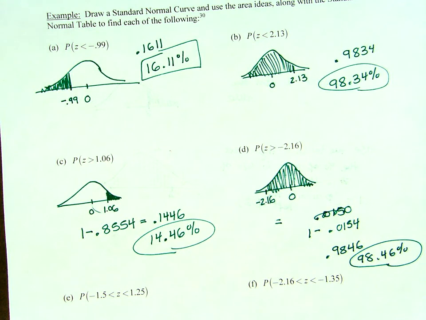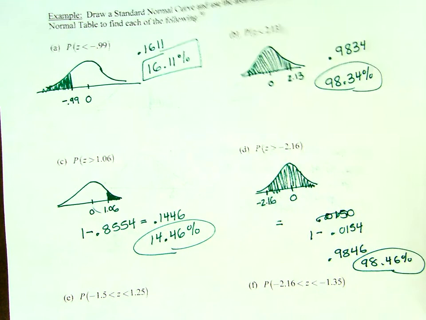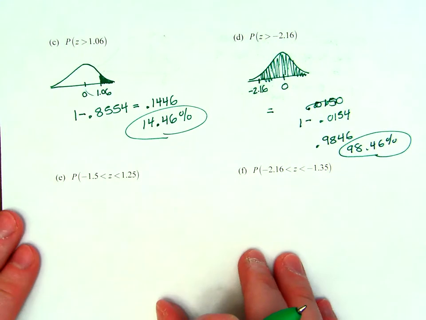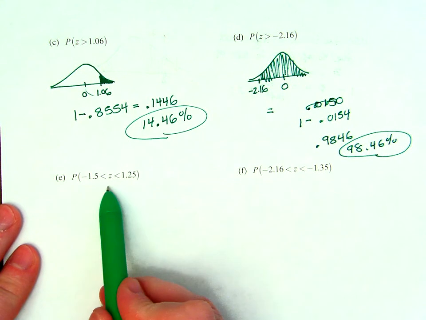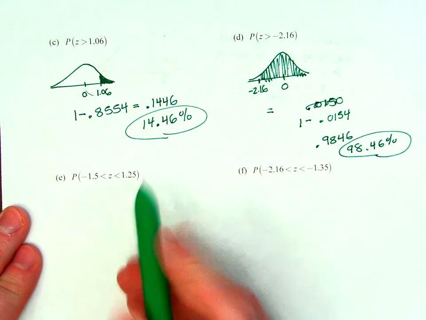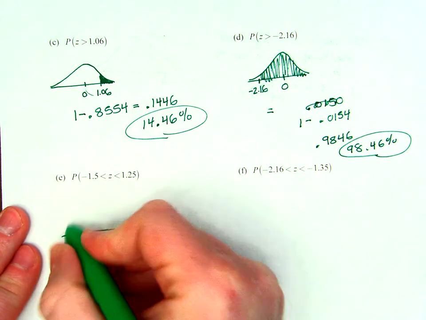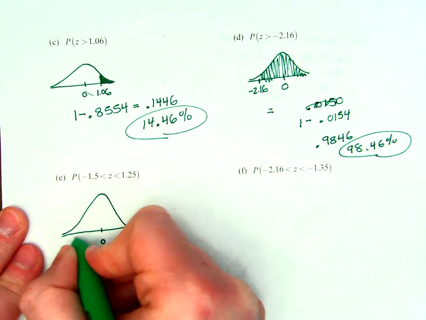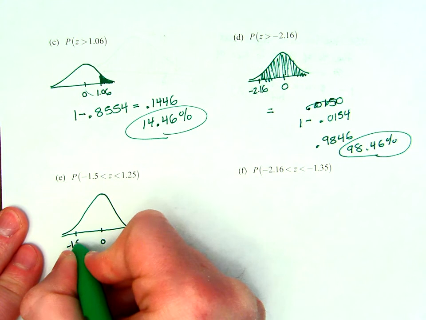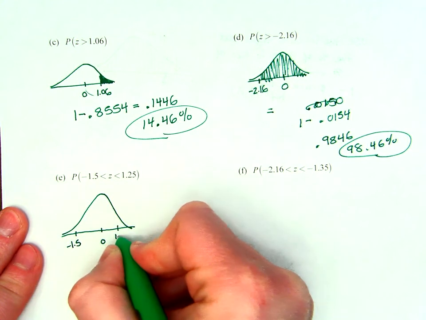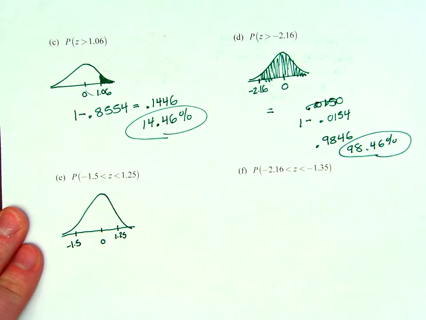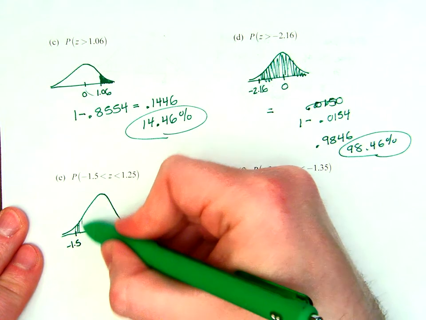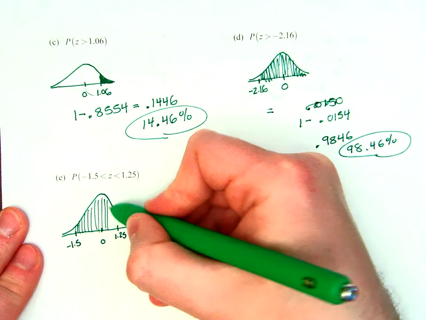We have one more variation we need to look at. In letter E, I want to figure out what percent of the data has a z-value between negative 1.5 and 1.25. I'm going to draw my normal distribution. 0 is in the middle. Here's a tick mark of negative 1.5 and another one of 1.25. I'm going to shade the region I care about. I care about the region over here.